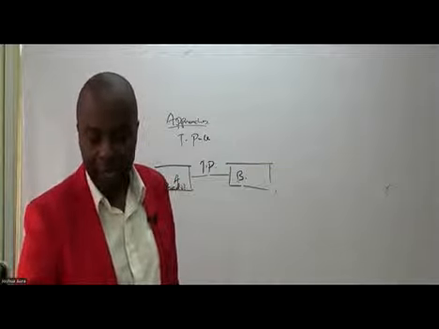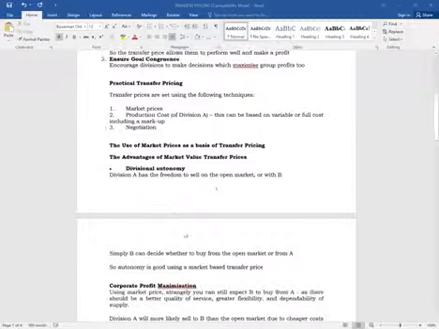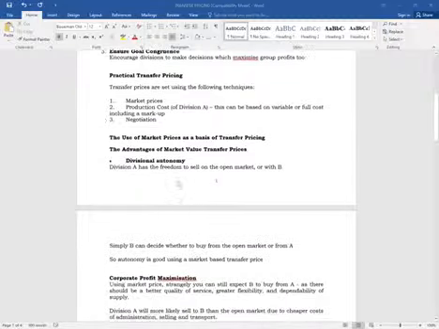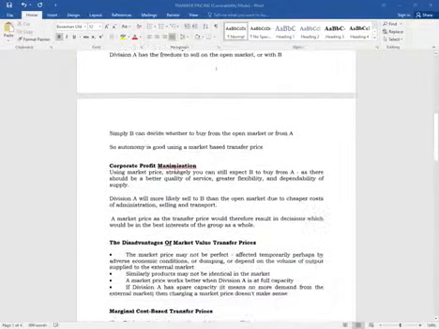Now, when we talk of market prices, remember I've given you a handout, which I believe you guys can as well read. Here they have given us advantages of market value-based transfer prices. So division A, of course, now will have autonomy. It's market, remember. If you don't buy my goods, I can get a market outside there. So it promotes the concept of independence. Also, we have the concept of profit maximization now.